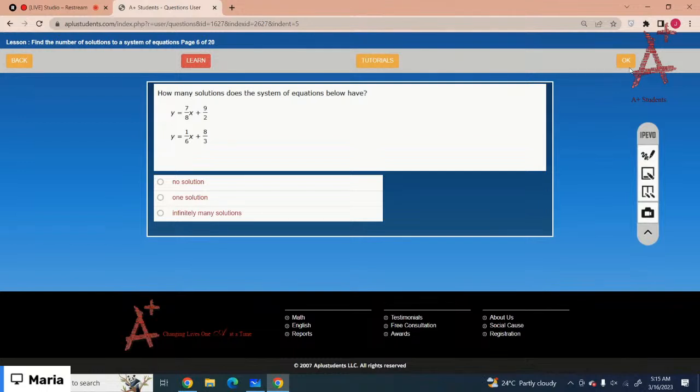Okay, y = 7/8 x + 9/2 and the second equation has a different slope. Both equations have different slopes and different y-intercepts. So when both equations have different slopes, they have one solution. Got it? So the correct option is one solution.